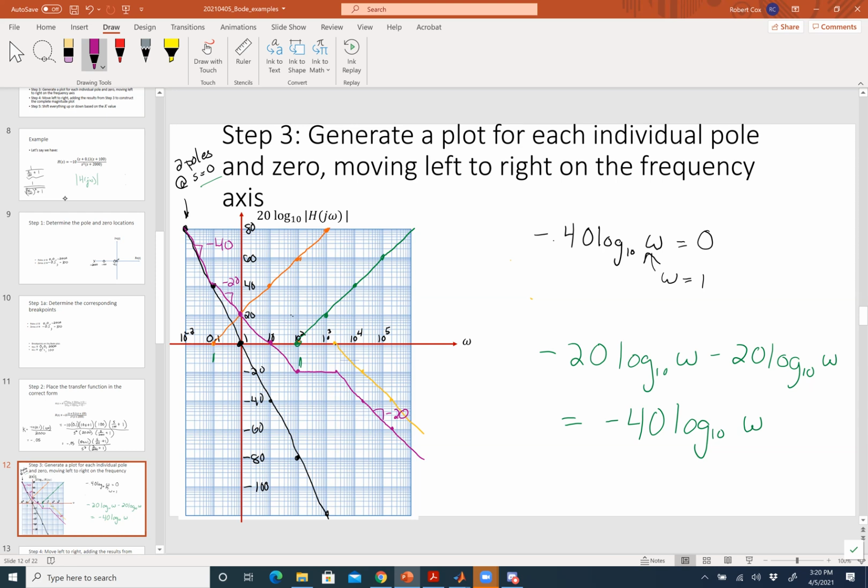Well, I guess my confusion is we've drawn the zeros across the origin the other direction before. If I had zeros at the origin, I would have a positive slope coming from those. Like if I had s squared, I'd be rising at 40 dB per decade from those two poles. Or two zeros. Okay.